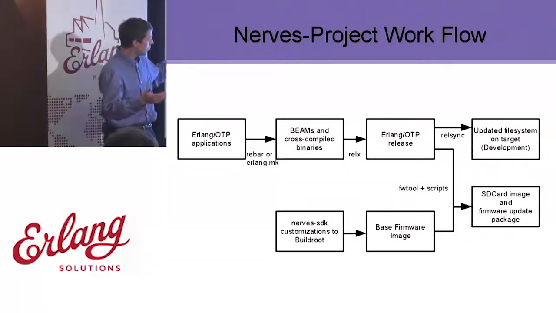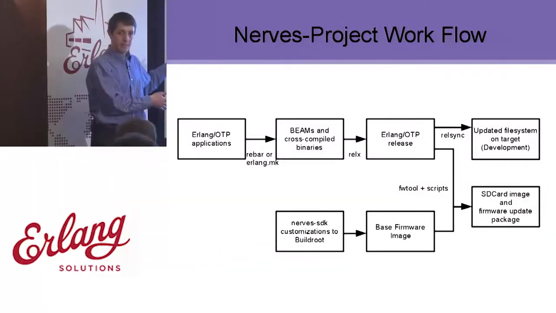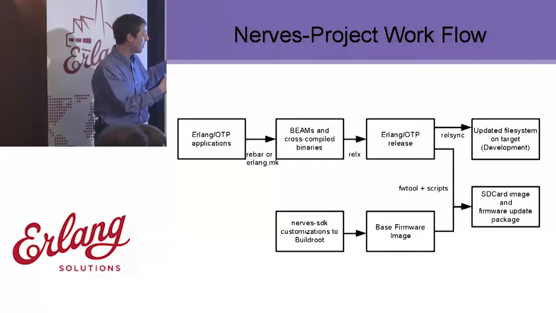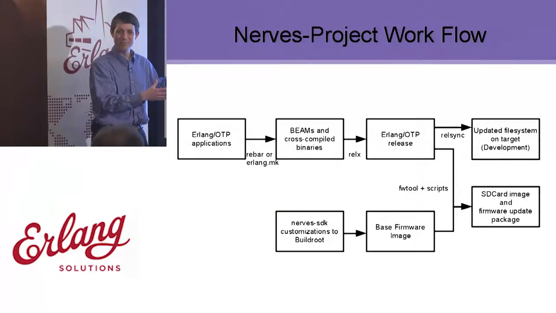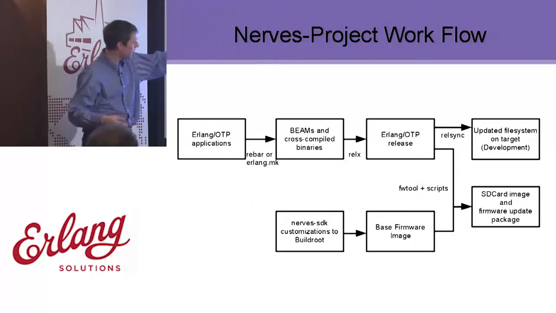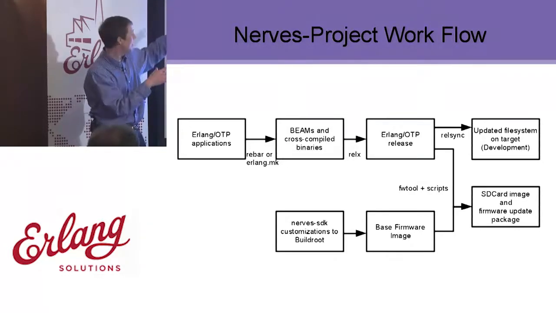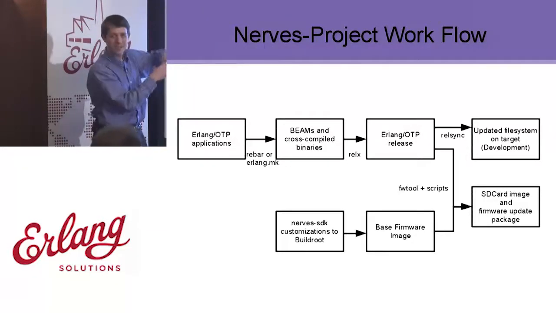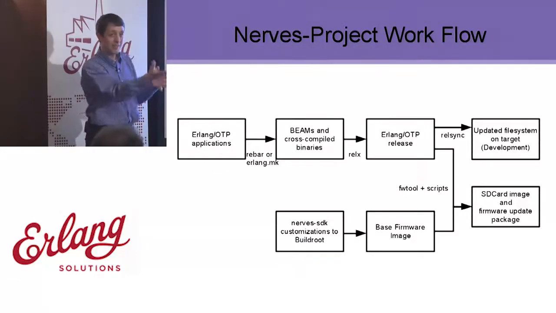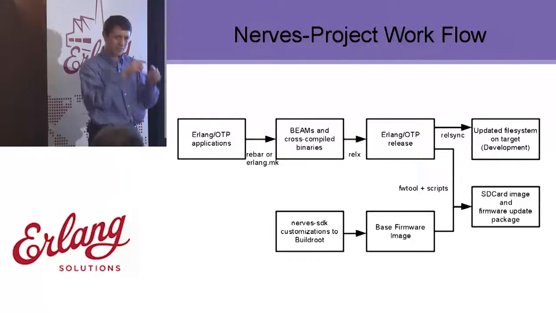So when you get Nerves, you get this BuildRoot customization, and it builds what I call a base firmware image. This is a blob that has the kernel, bootloaders, and everything, but doesn't have your Erlang program in it yet. So that's added at the firmware tool. In that step, you see how it combines. There's a little script that merges the RelX created release with this base firmware image. And then the output is an SD card image that you can copy on. I also create a little firmware update file.